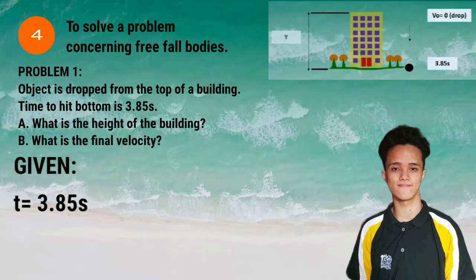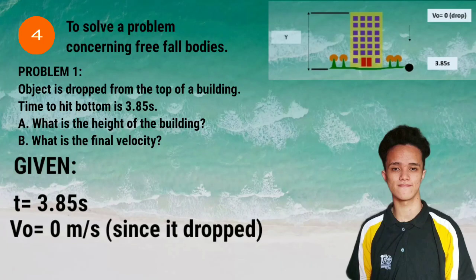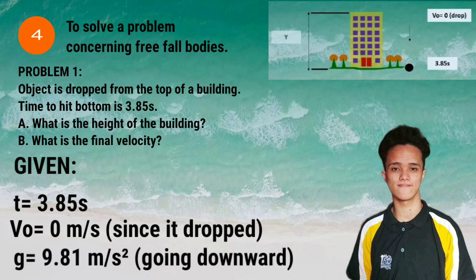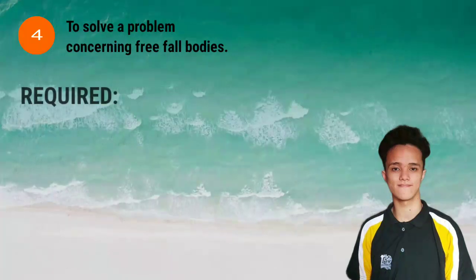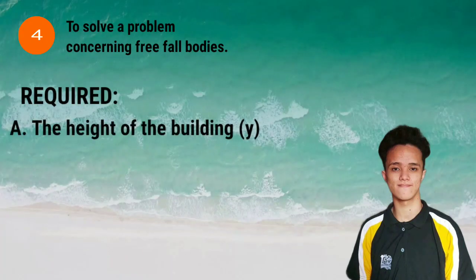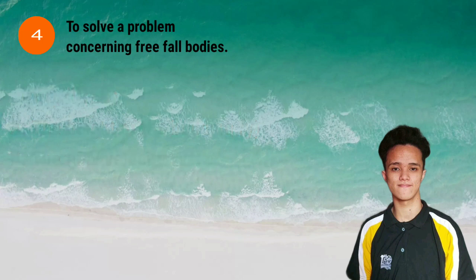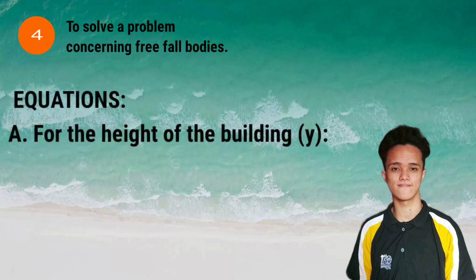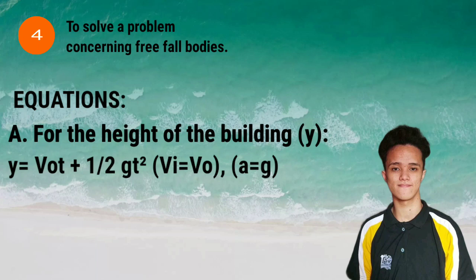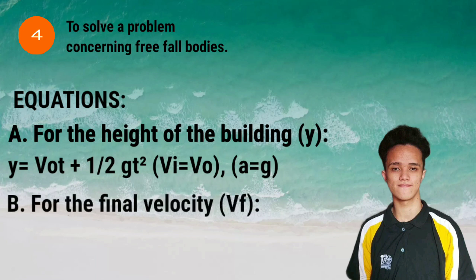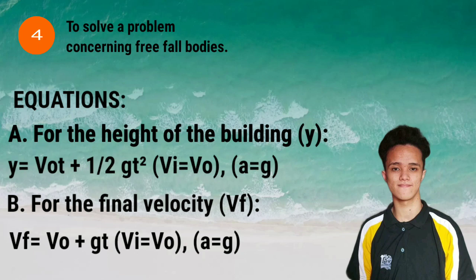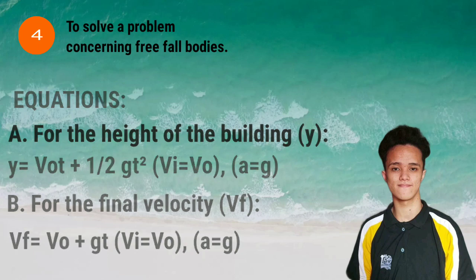Given: time is equal to 3.85 seconds, initial velocity is equal to 0 meters per second, acceleration due to gravity is equal to 9.81 meters per second squared. Required: the height of the building and the final velocity. Equations: for the height of the building, y is equal to Vo t plus 1/2 g t squared. For the final velocity, Vf is equal to Vi plus gt.